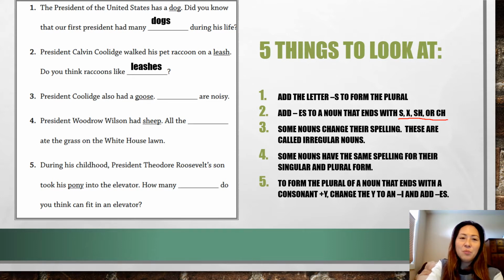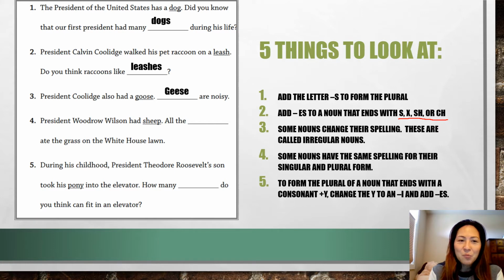Number 3, President Coolidge also had a goose. Geese are noisy. Number 3 says some nouns change their spelling in order to go from singular to plural. They completely have different spelling words, and they are called irregular nouns.